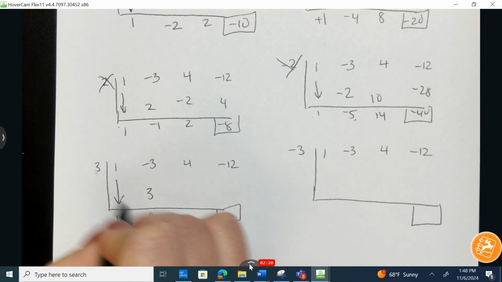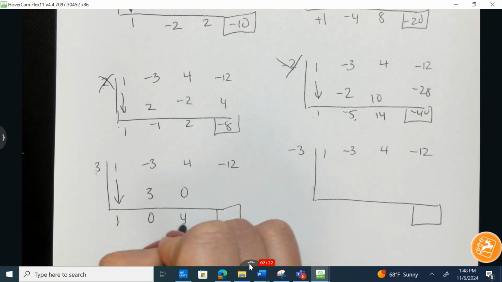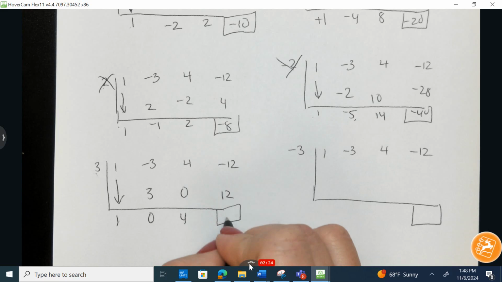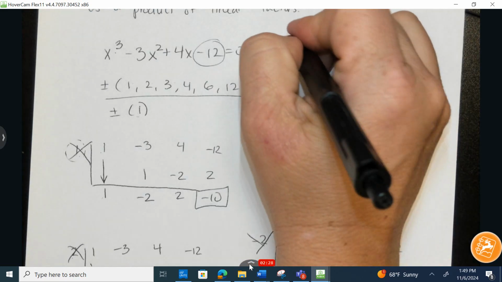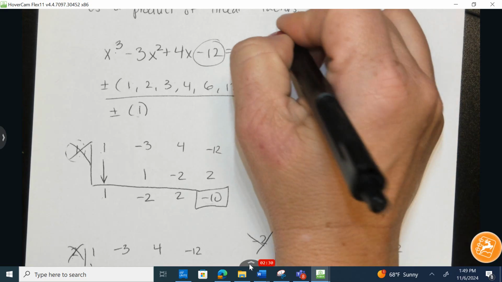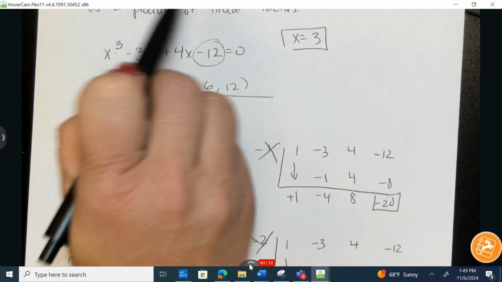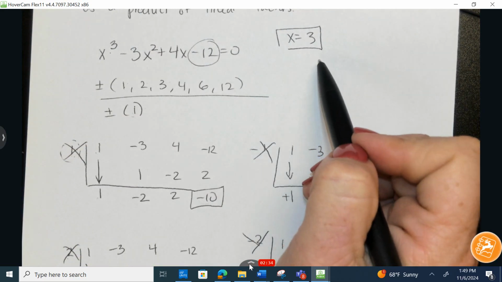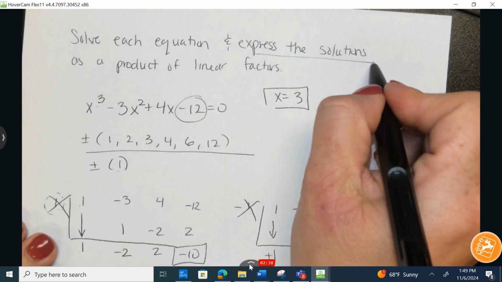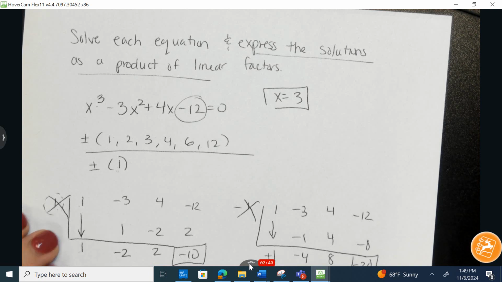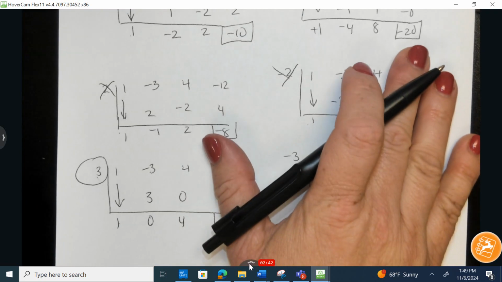Multiplying 3, adding down to get 0, multiplying to get 0, adding down to get 4, multiplying to get 12, adding down to get 0, so 3 is a solution. So I know that one of the solutions is 3, and it tells me to solve the equation. That means I want to list the solutions. And then I'll go back and I'll express the solutions as a product of multiple linear factors.